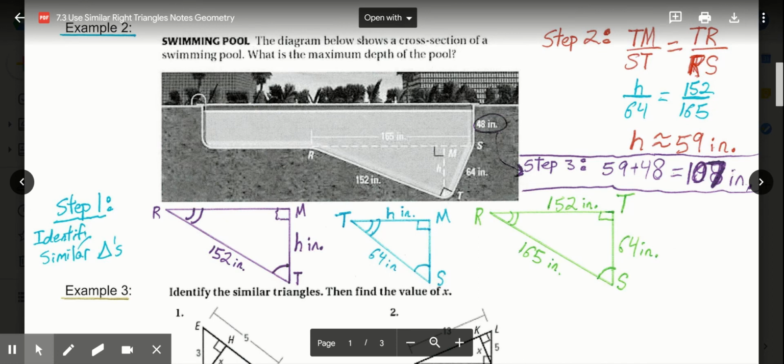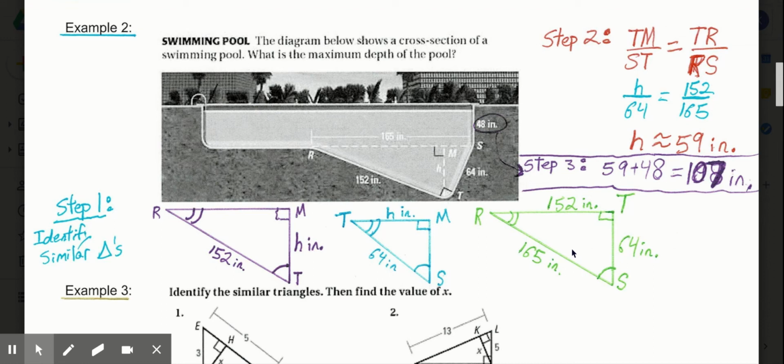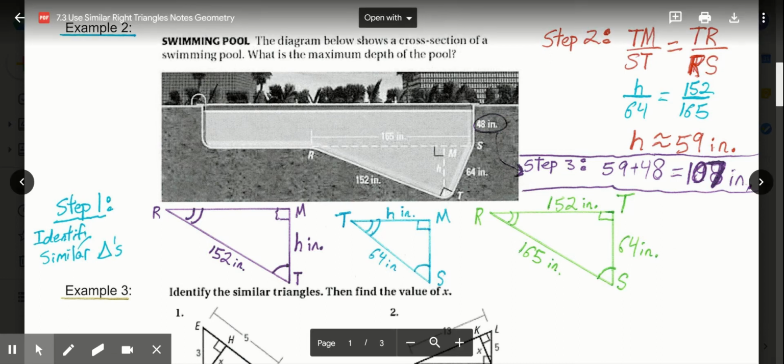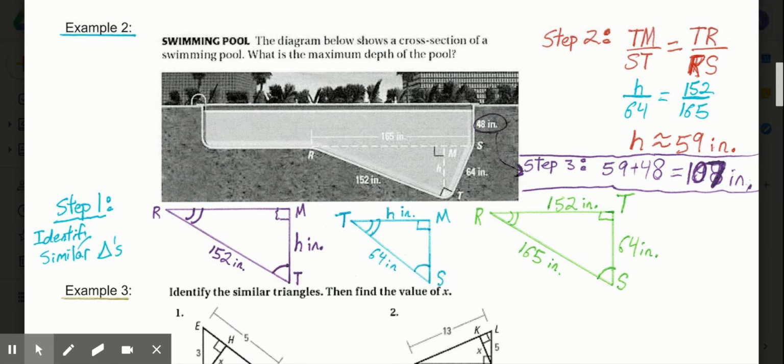I also pulled that out and turned it, so all three, it's easier to visualize the corresponding parts. So in step two, how you use the corresponding parts, we know any similar triangle is proportional. So in step two, we want to set up a proportion. What we're trying to figure out is the H right here, which is that missing part of the depth. So I know in my proportion, I want H to be in one of the blanks, and the other three parts I want to be built out of info I already know.